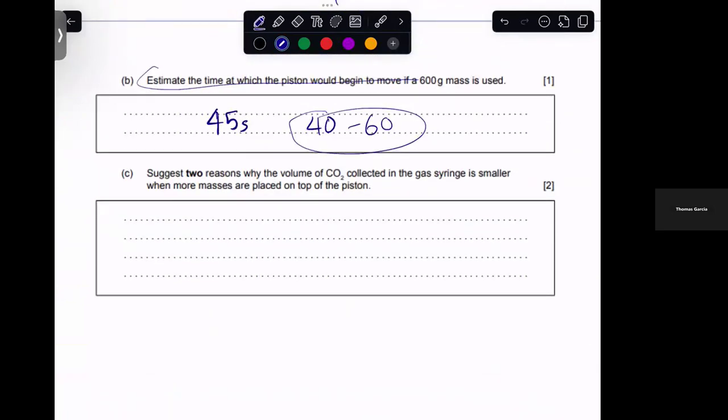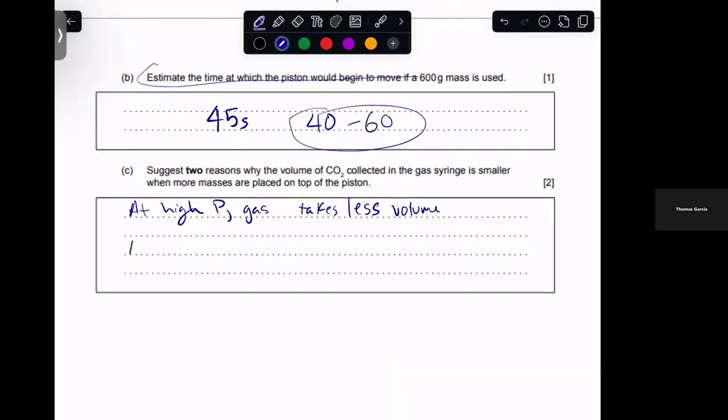Suggest 2 reasons why the volume of CO2 collected in the gas syringe is smaller when more masses are placed on top. So you could say at high pressure, gas takes less volume. So I guess pressure increases, volume decreases.